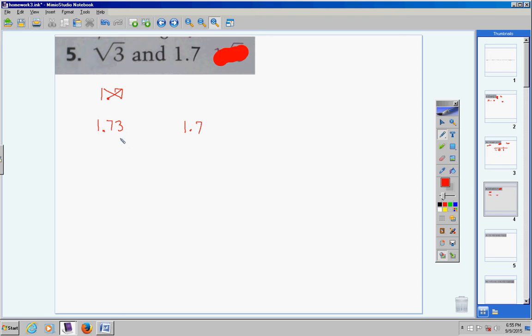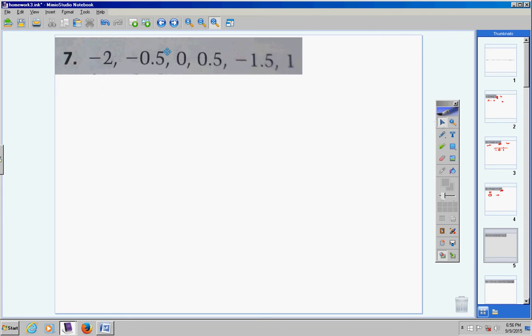Alright, now, remember how to compare decimals. Always make sure the two numbers you're comparing have the same amount of decimal places. This number has how many decimal places? 1, 2. This number has how many decimal places? 1. So add a 0 here, and that will help you. 1.73 is bigger than 1.70. So this is your larger number. Of course, I want you to write the actual number, which is square root of 3. So there's your answer.